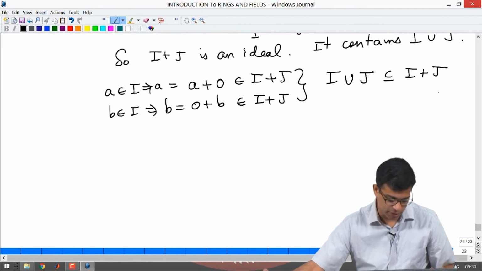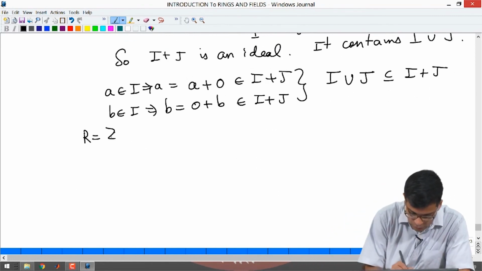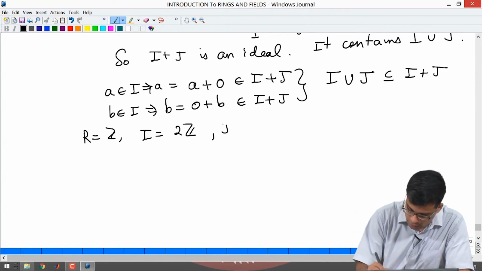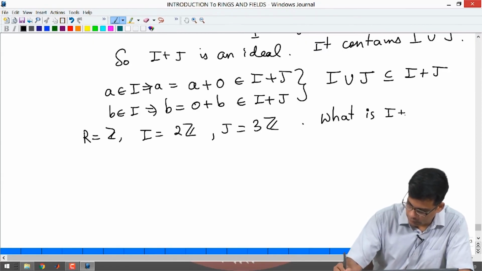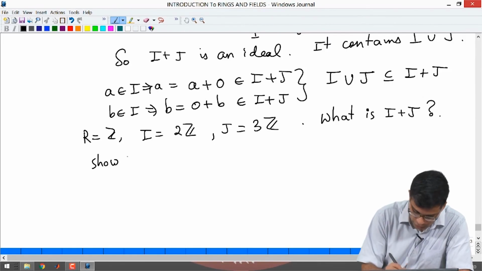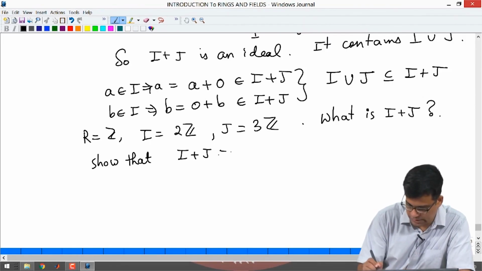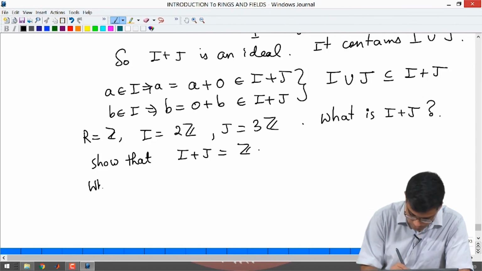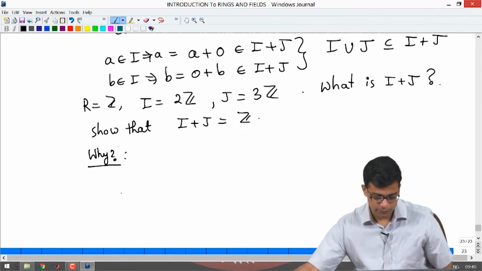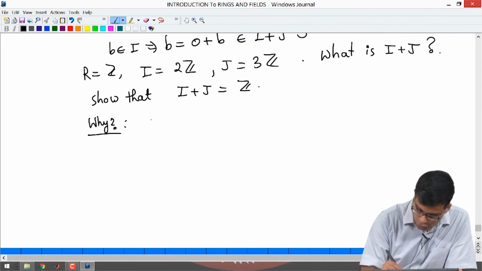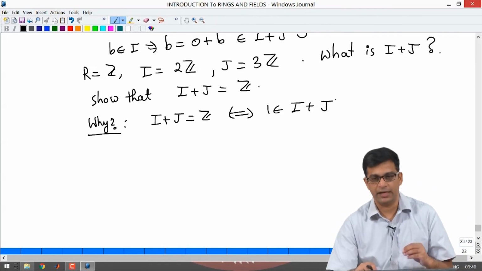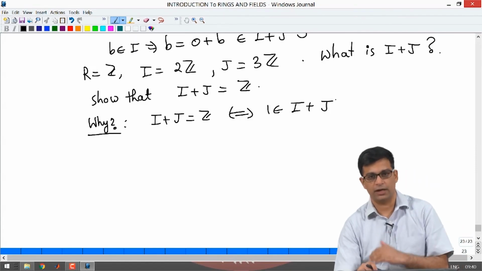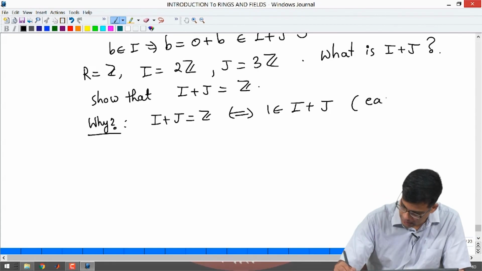So, now just to complete this circle of ideas, let us take R to be Z, I to be 2Z, j to be 3Z as before. What is I plus j? I claim that I plus j is in fact all of Z. Why? Okay, so let us see. To show I plus j is Z is the same as saying that 1 is in I plus j. This is something that came up earlier. An ideal is equal to the full ring if and only if 1 is in that ideal. Okay. So, this is an easy exercise.